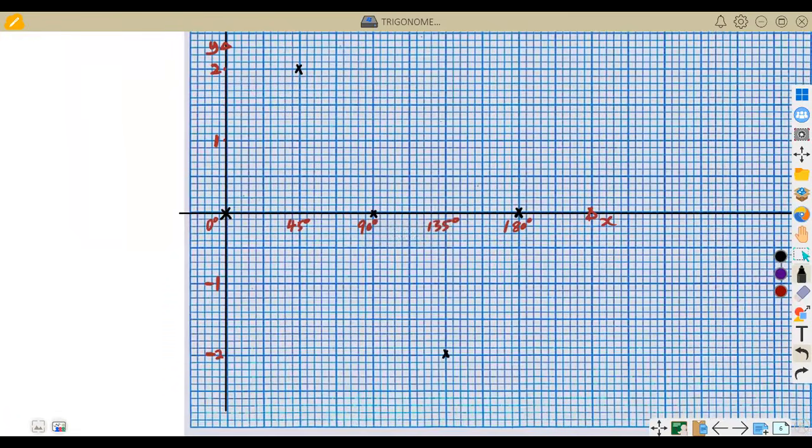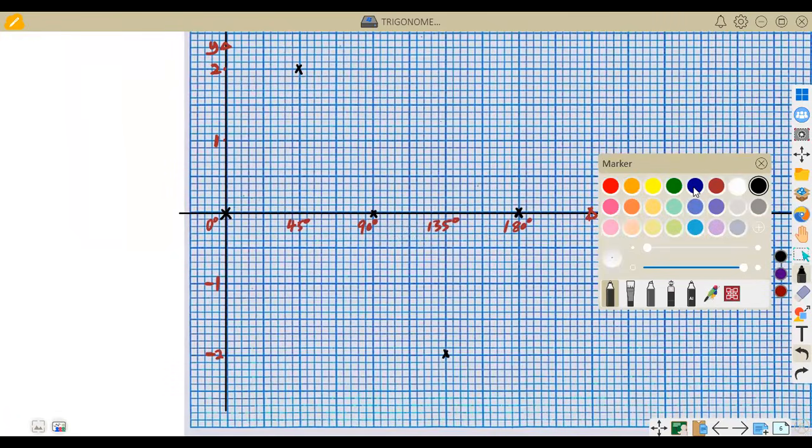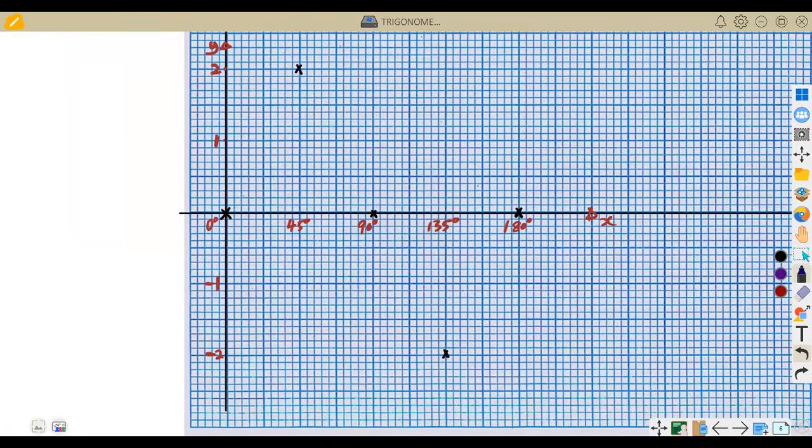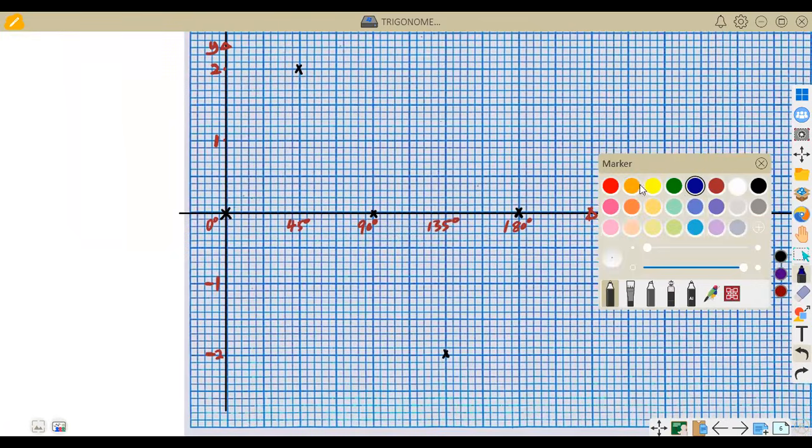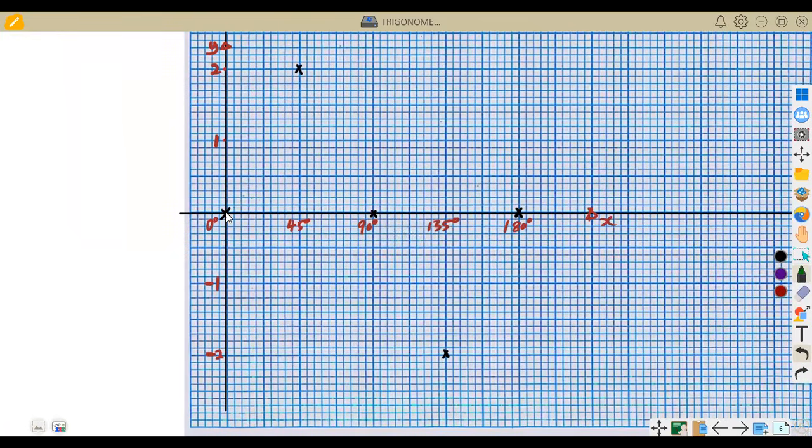After marking these points, you are to join them now. By joining these, we are going to have something like this. From 0 here to this point. After this point, we go down like this to this point. This one is not good enough, let me just redo it, up to this point. This one is a turning point.